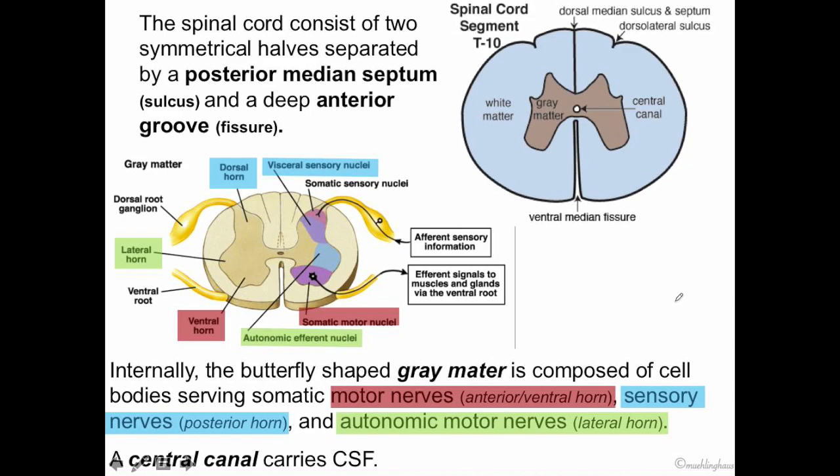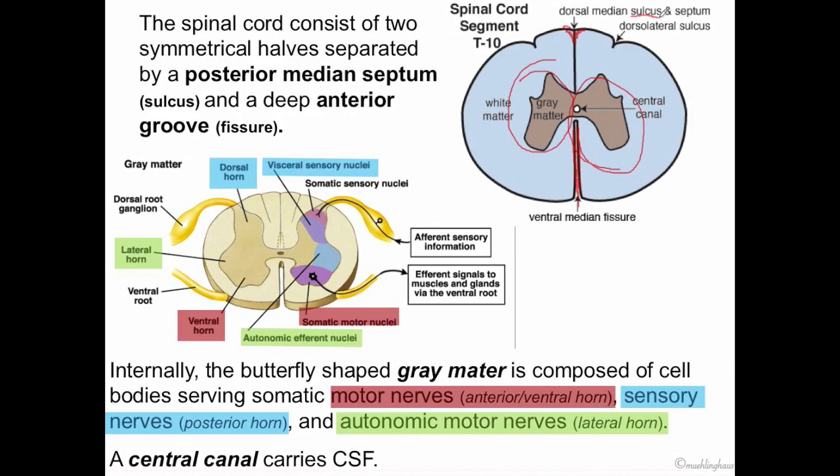The spinal cord itself looks quite symmetrical. You can see there's a right side here and a left side here. And we split that in the front. We have a deep fissure. Remember, the word fissure means a deep groove that goes almost all the way to the center, and that's known as the ventral median fissure. And in the back, we just have a little indentation. So we're going to call that, like we did in the brain, a little valley. That's a sulcus right there.